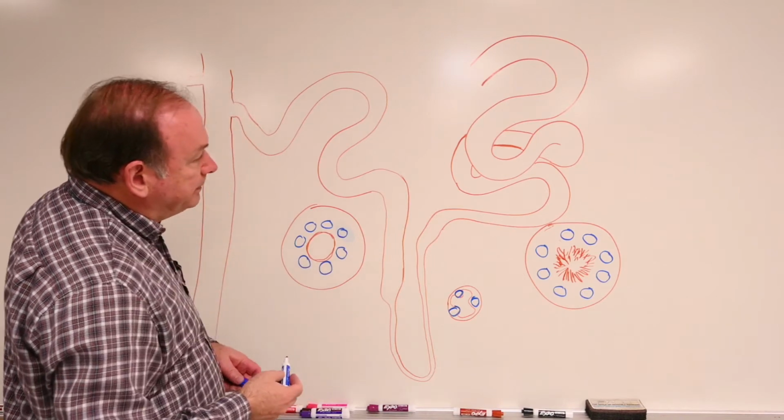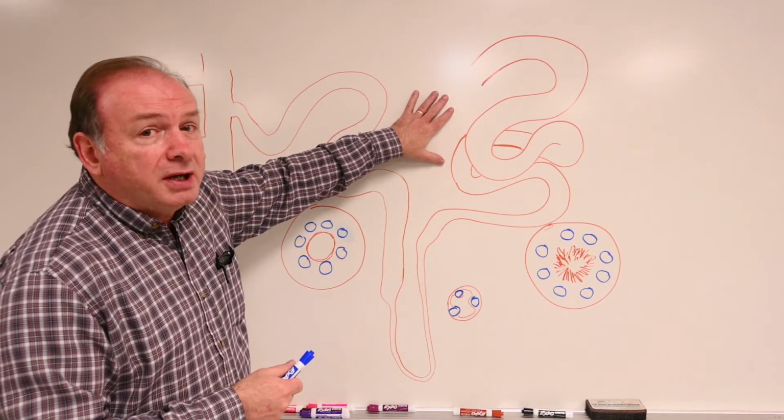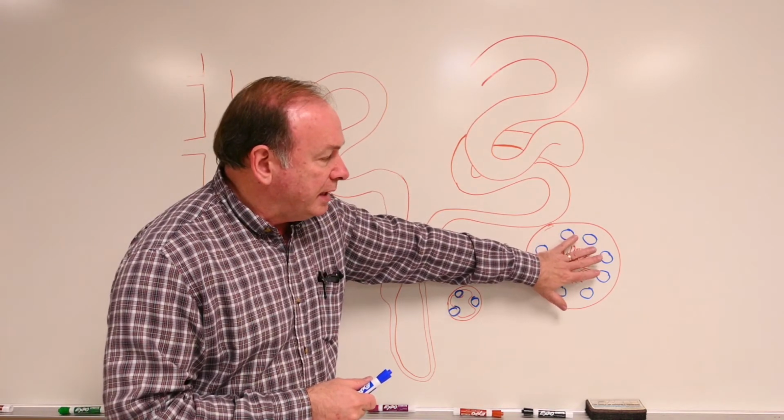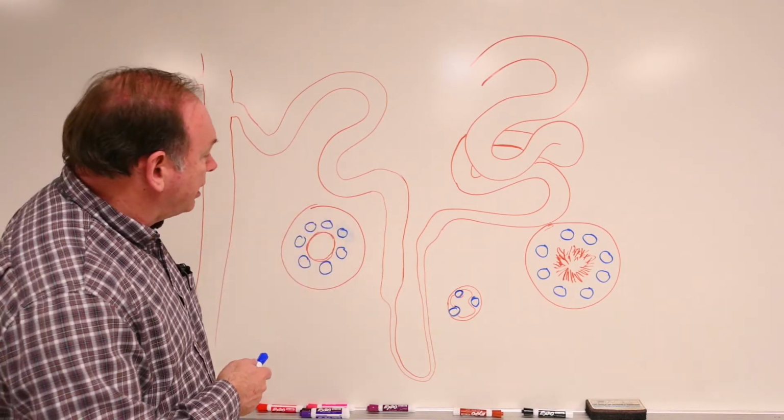something like this. So when you're looking at the cortex of the kidney, it's fairly easy to tell which of the tubules you're looking at are proximal convoluted tubules and which ones are distal convoluted tubules.